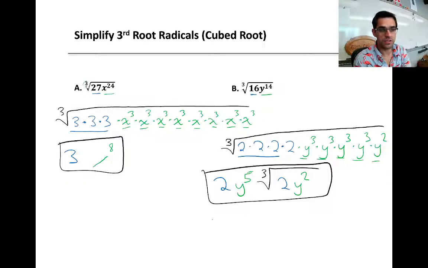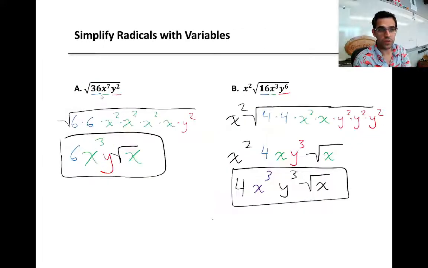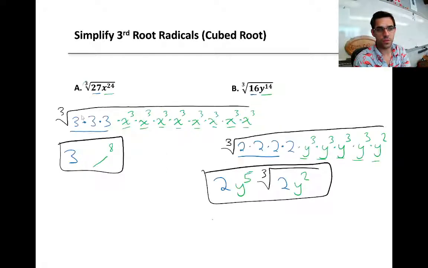Right now, this is saying the third root of 27x to the power of 24. In square roots, we're looking for 2 of a kind inside the radical. With third roots, we're looking for 3 of a kind. So 27 is 3 times 3 times 3. Well, that's 3 of a kind, that's 3 3s. And then we have 24 x's. If I group those x's into groups of 3, we have 1, 2, 3, 4, 5, 6, 7, 8 groups of 3 x's.